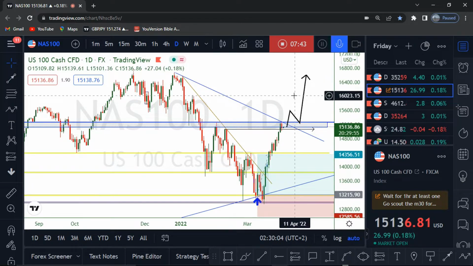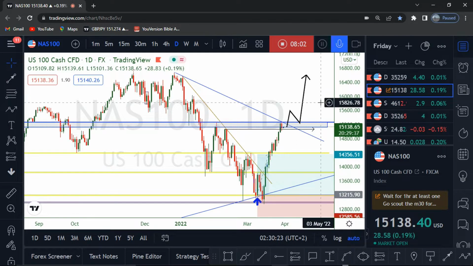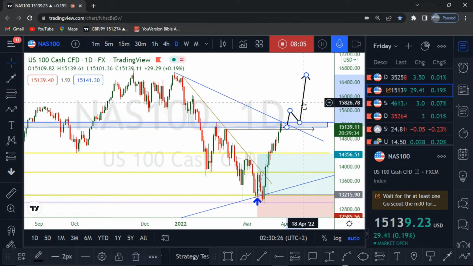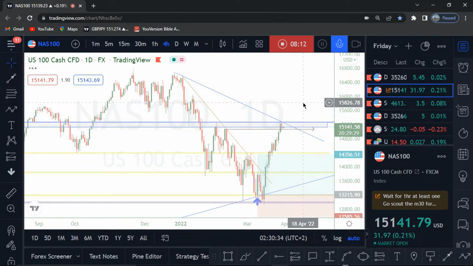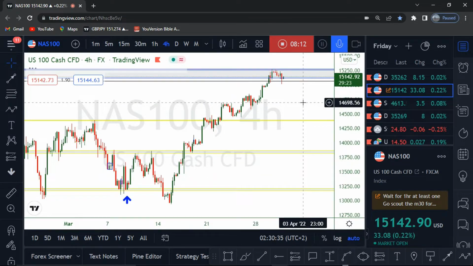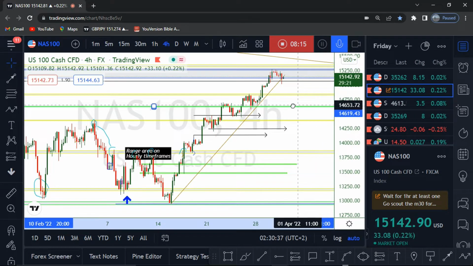The potential decision maker will be on Friday, which is tomorrow. What happens tomorrow will pretty much tell us what we should expect for the month of April, right? If we don't break this resistance level right here, and we successfully stay below it, then we know we're looking at further downside movement, a continuation of trend on the month of April itself. So looking into the 4 hours as well, guys.